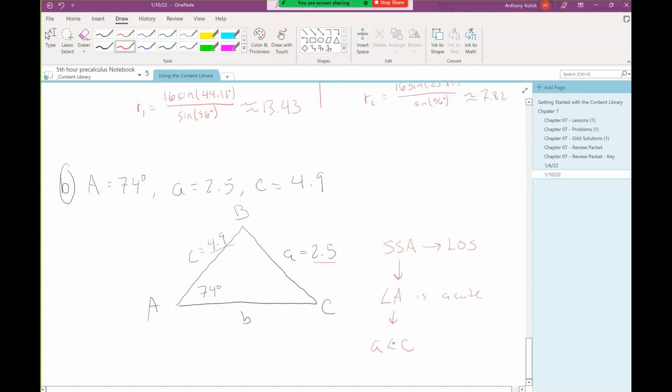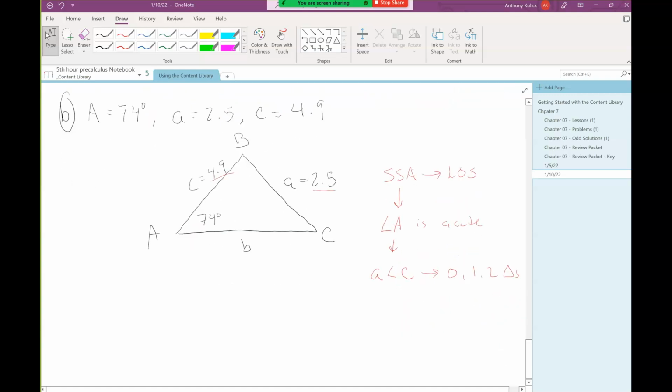Everybody cool with how we did that? Okay, again, since the side opposite the given angle is the smaller one, that's the 0, 1, or 2 triangle situation. Ugh. Okay, so to figure that out, we're going to do the longer side times sine of my given angle divided by the opposite side, or the smaller side.